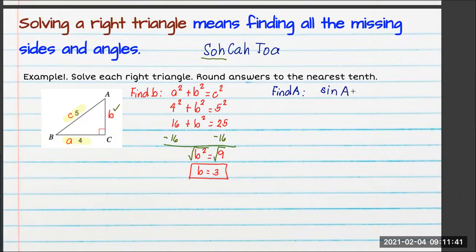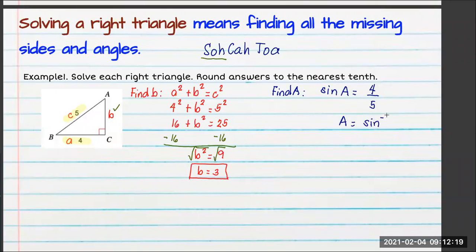Sine is opposite over hypotenuse. All right, so we get sine A is equal to the opposite side, which is 4, over the hypotenuse, which is 5. Now, the thing here is we have to use inverse operation. So we have to solve for A. Therefore, we have to get the inverse of sine. And to do that, we have A is equal to inverse sine.